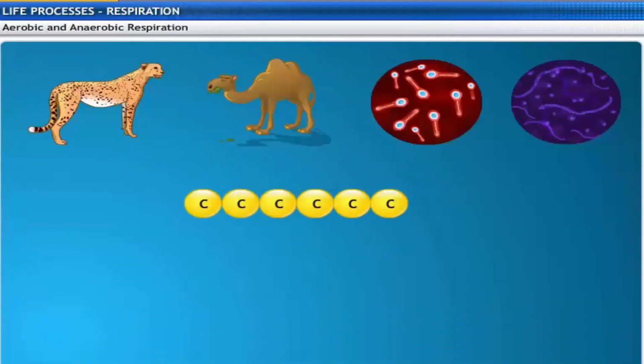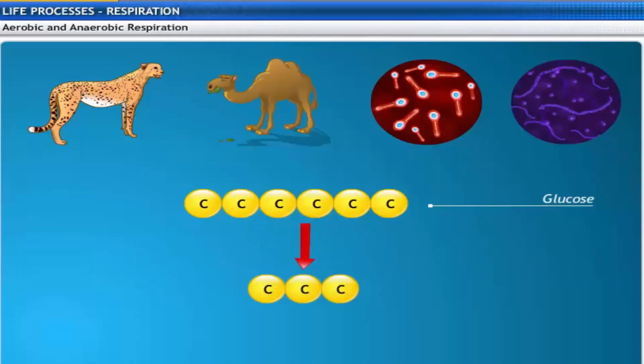In both aerobic and anaerobic organisms, when respiration takes place, a glucose molecule that contains 6 carbon atoms is broken down into a molecule that contains 3 carbon atoms.